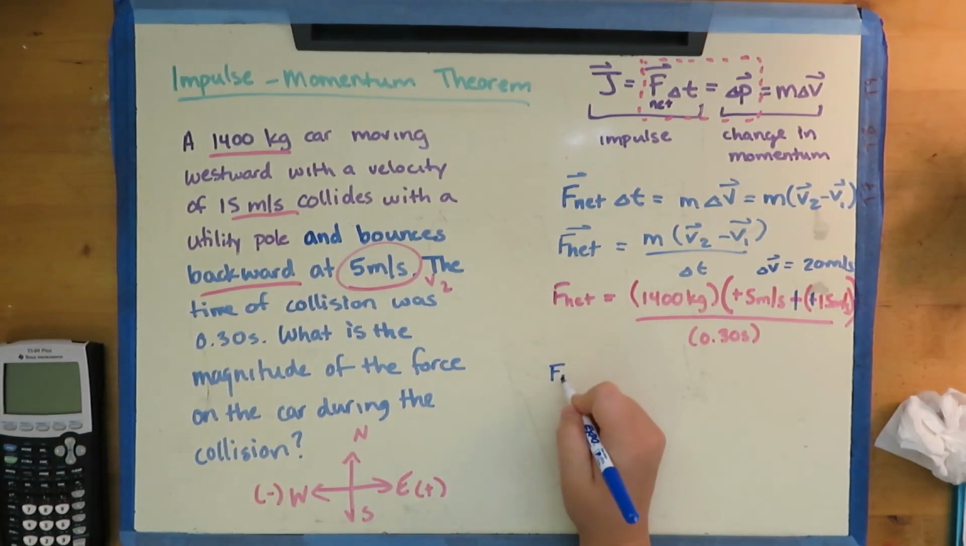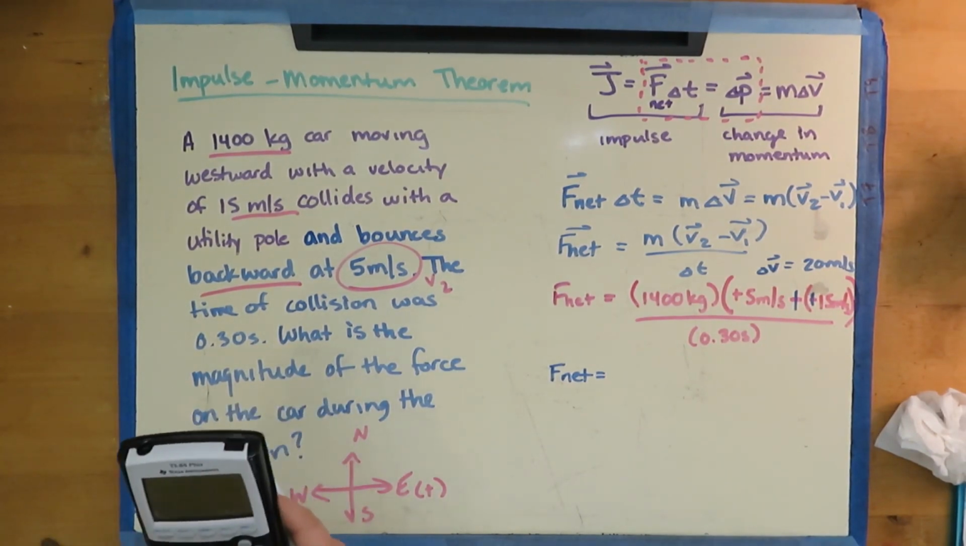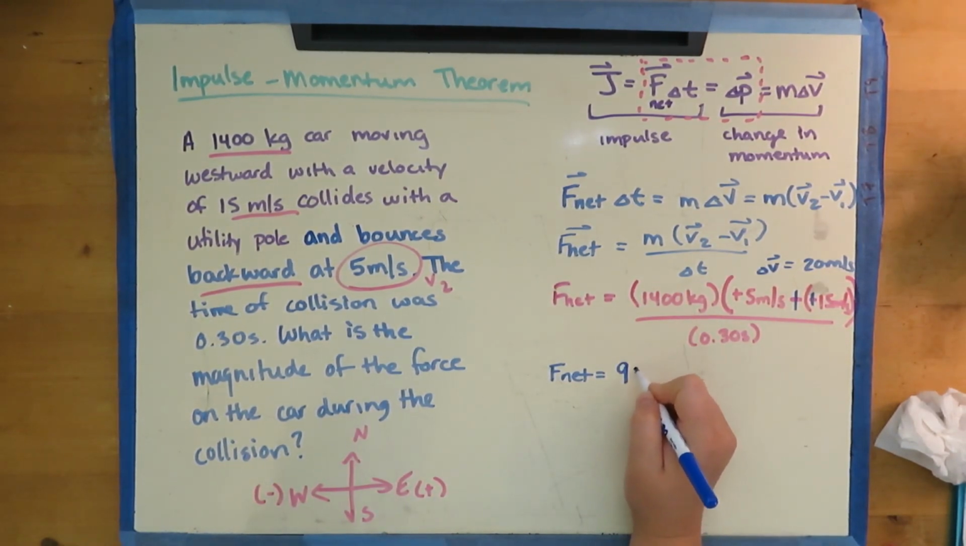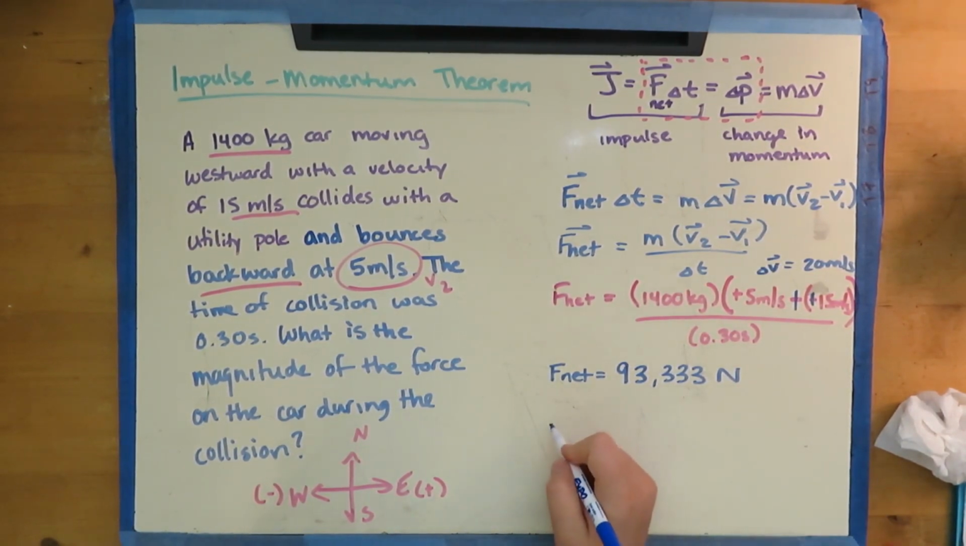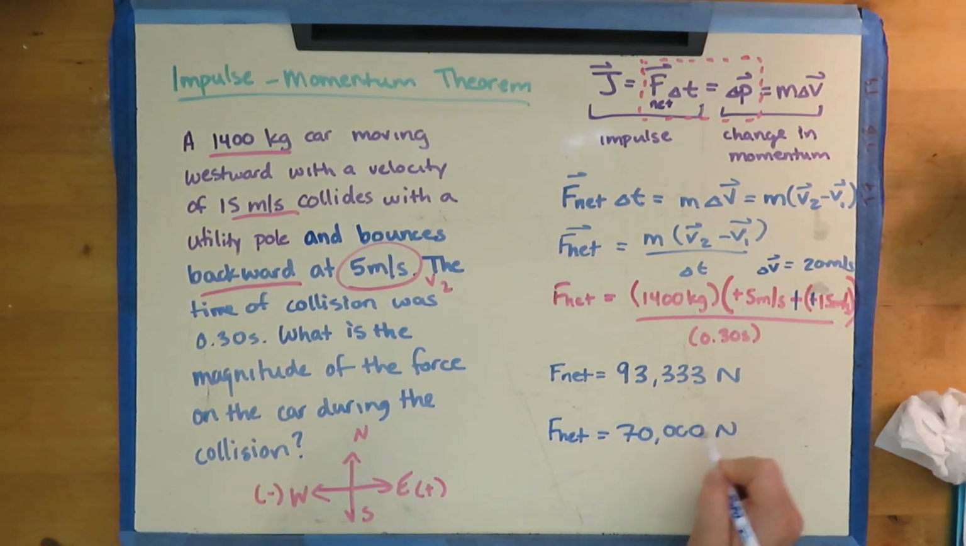So when I go through and plug in, I'm going to get a larger number because I'm going to have that 1400 times 20 divided by 0.3. And that's going to give me 93,333 newtons, whereas originally I had that 70,000 newtons.